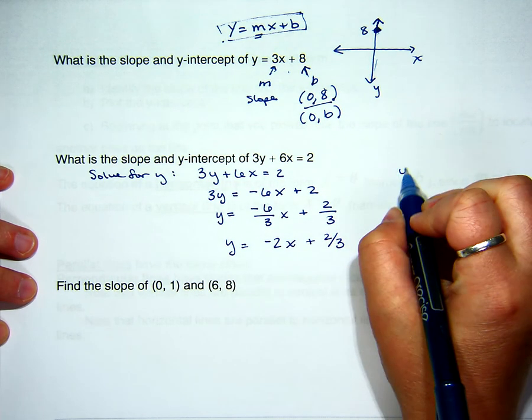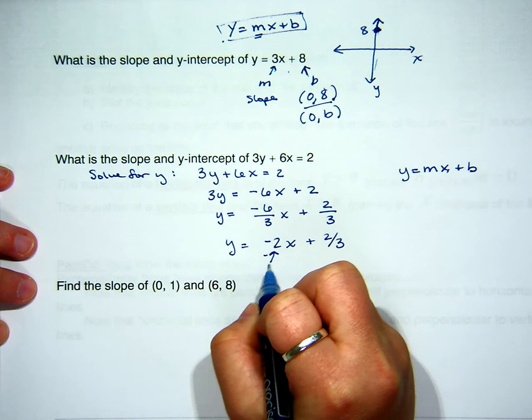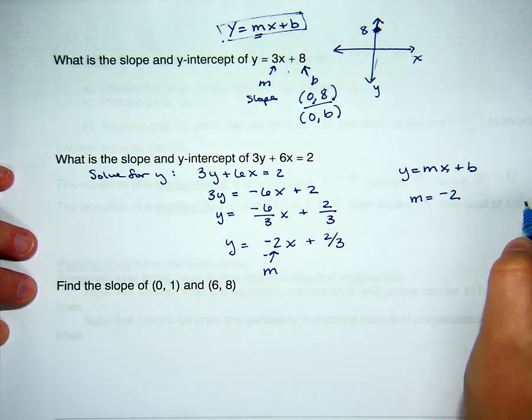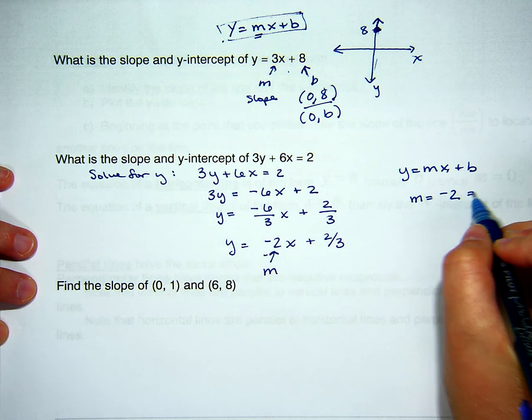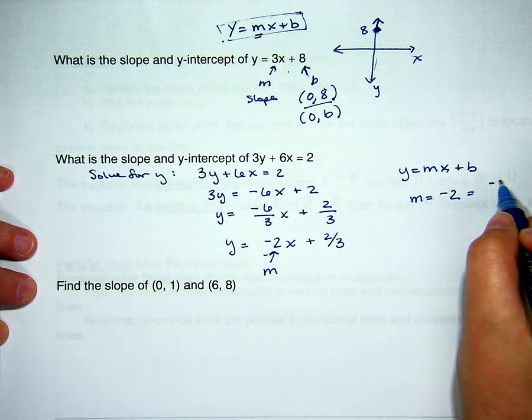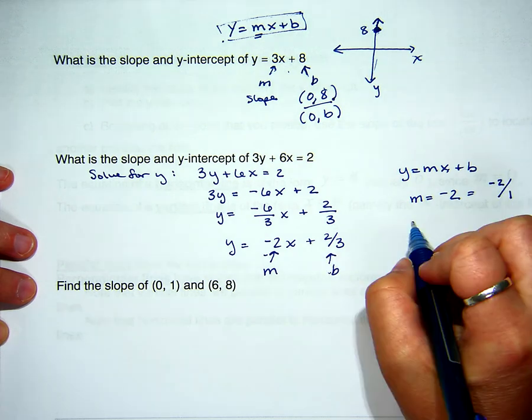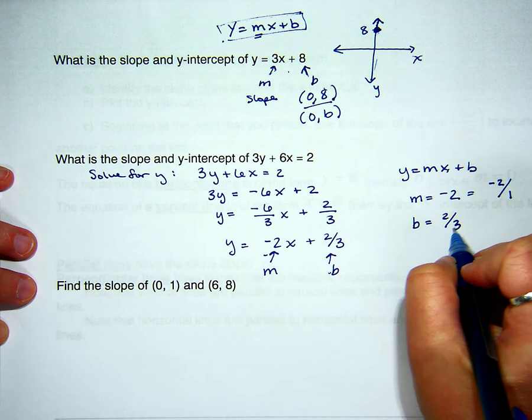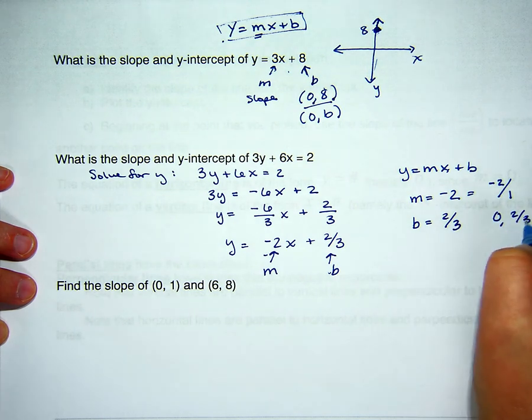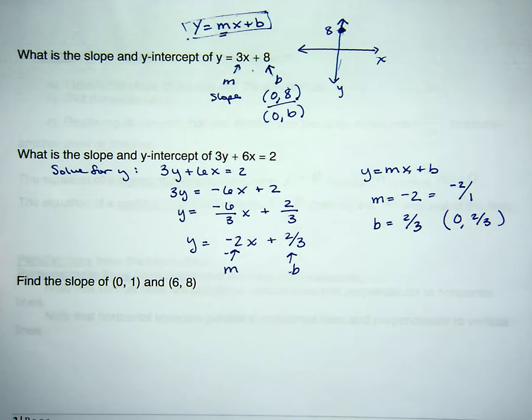Again, this is now in y equals mx plus b form. Line it up. The number next to the x is negative 2. Well, that must mean that this is my m, my slope. If you want to put this as a fraction, it's negative 2 over 1. The b is the number by itself. Well, that must be my 2/3. My ordered pair is 0, 2/3.